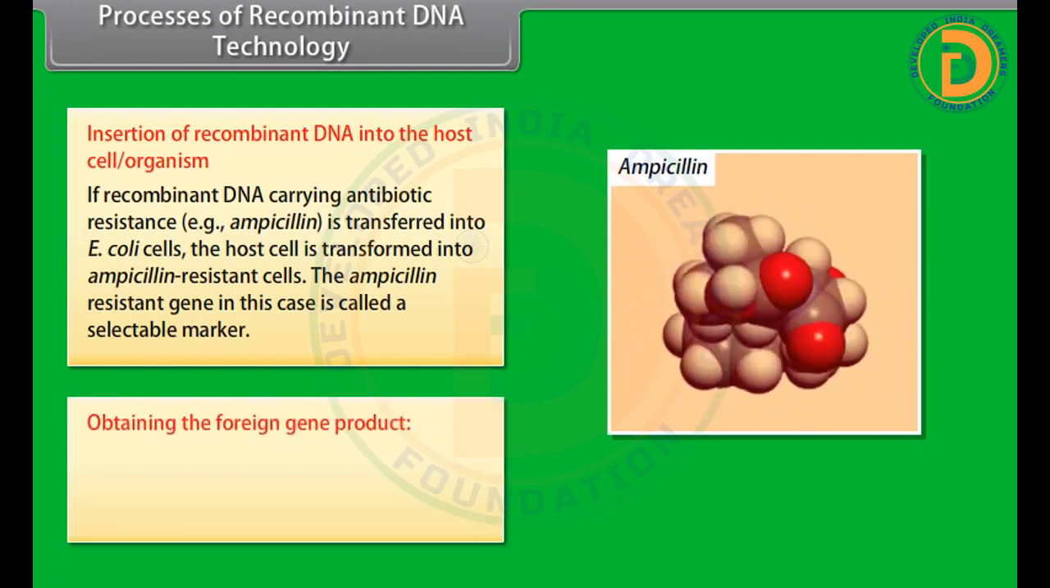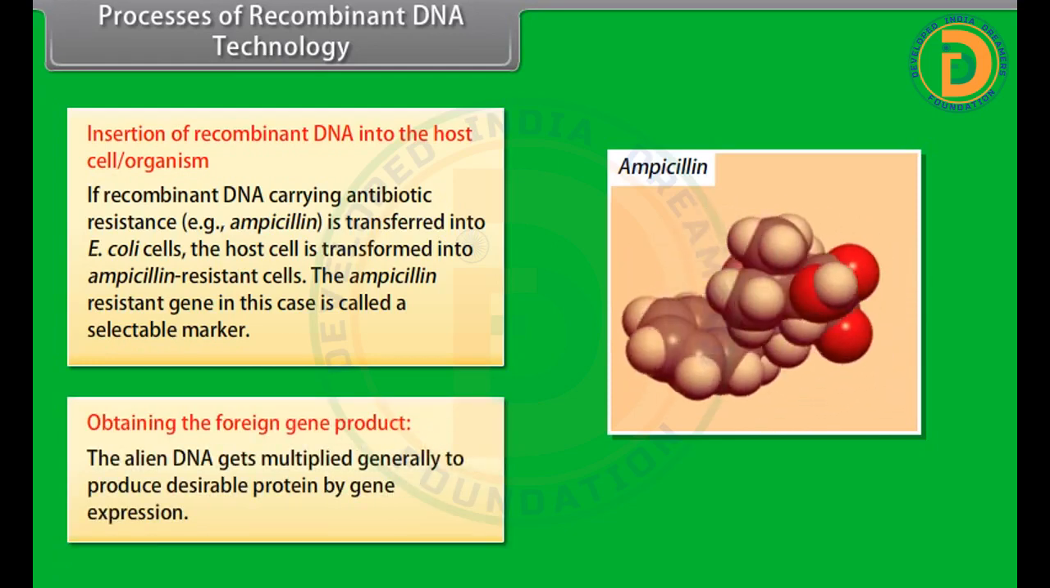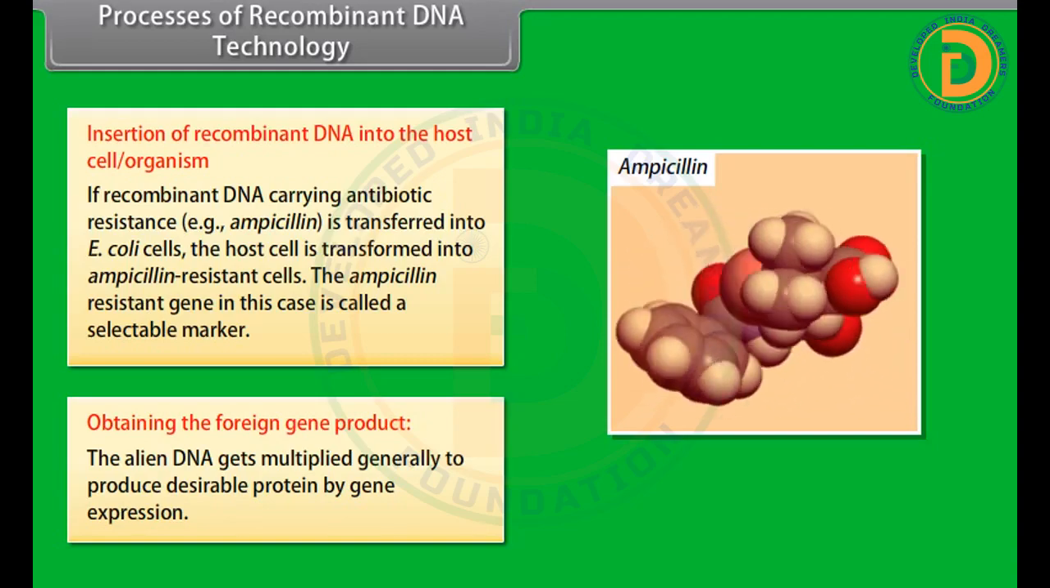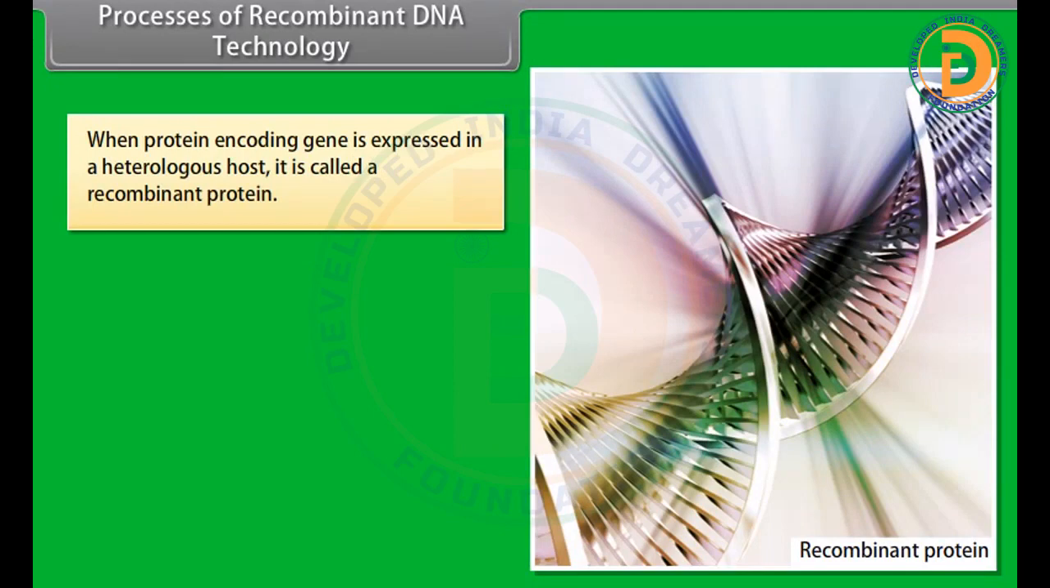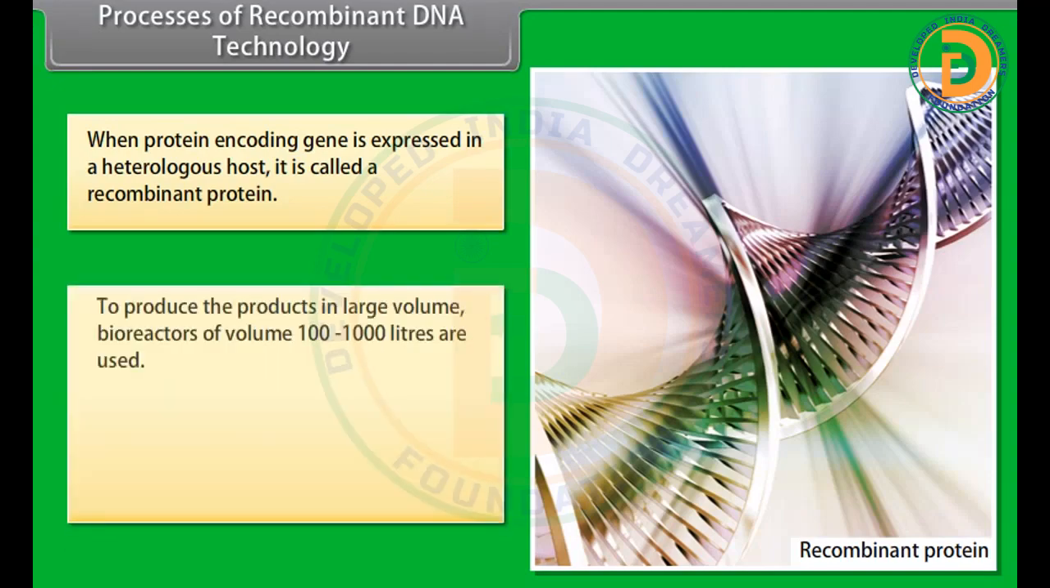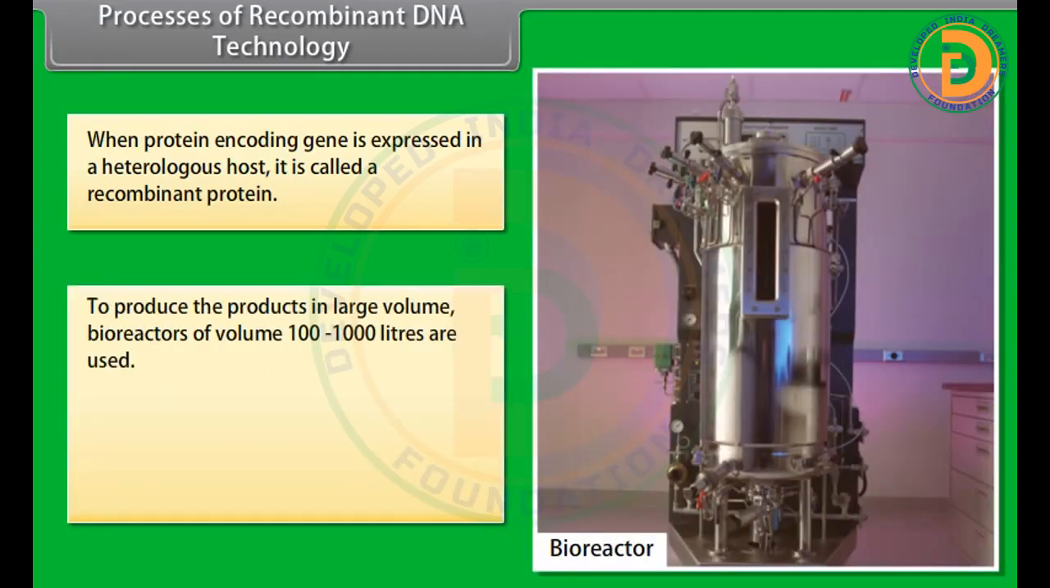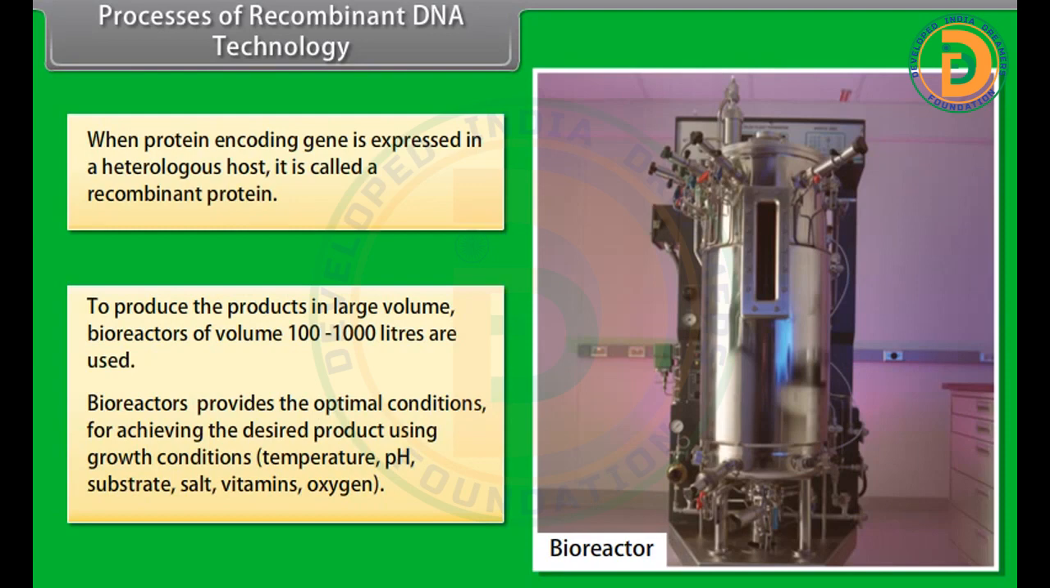Obtaining the foreign gene product. The alien DNA gets multiplied generally to produce desirable protein by gene expression. When protein encoding gene is expressed in the heterologous host, it is called a recombinant protein. To produce products in large volume, bioreactors of volume 100 to 1000 liters are used. Bioreactors provide the optimal conditions for achieving the desired product using growth conditions, temperature, pH, substrate, salt, vitamins, oxygen.